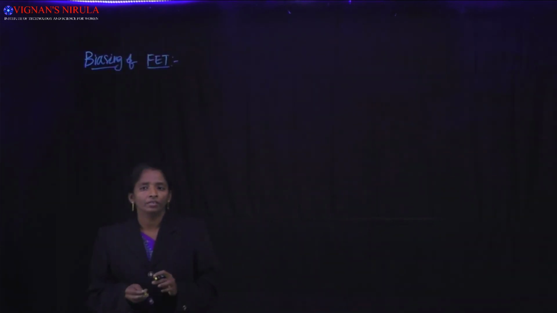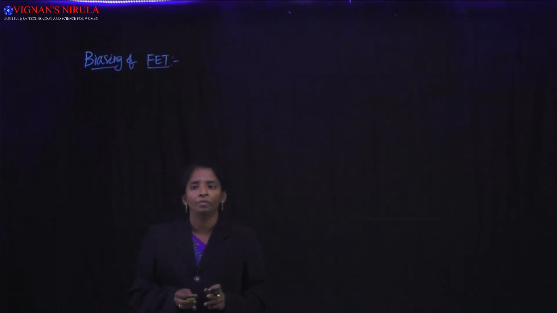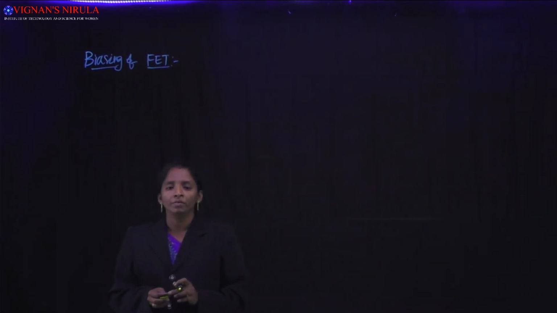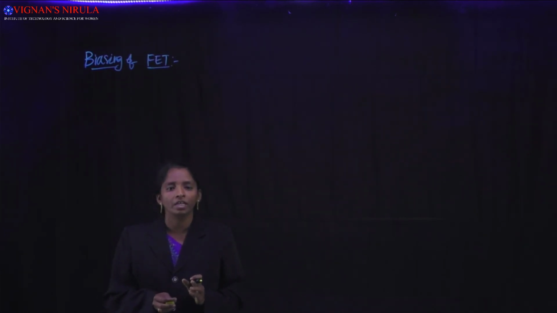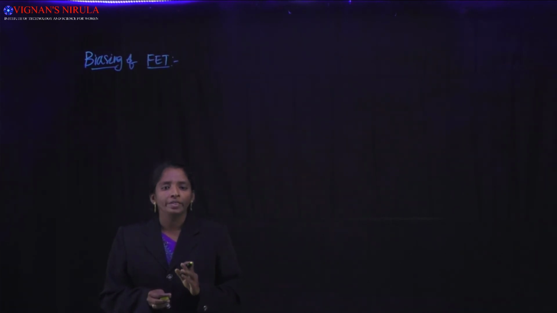Biasing of FET. Till now we have seen the biasing of bipolar junction transistor. Here we are going to see the biasing of field effect transistor. We know the field effect transistor is also known as a unipolar device. That means only majority charge carriers participate in the conduction of current. The FET has 3 terminals: drain, source and gate. And it has 3 configurations: common source, common gate and common drain.